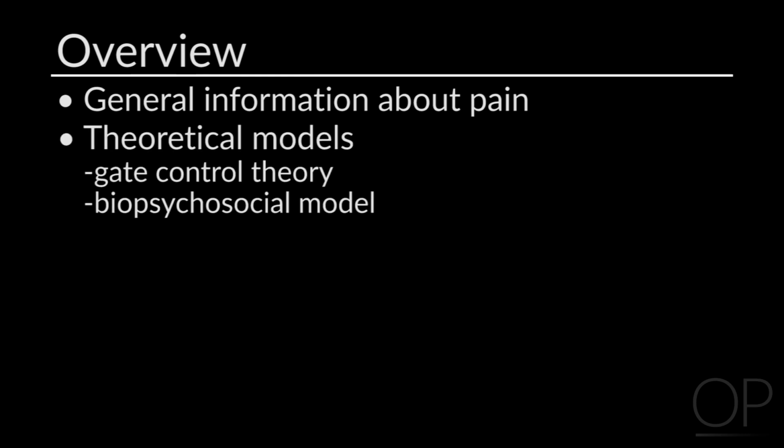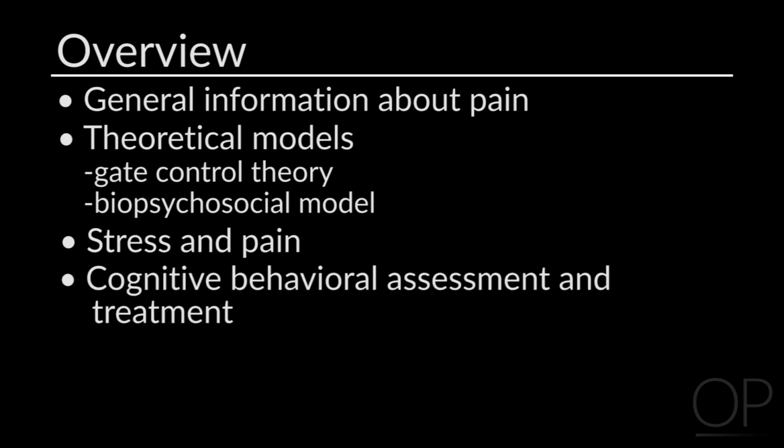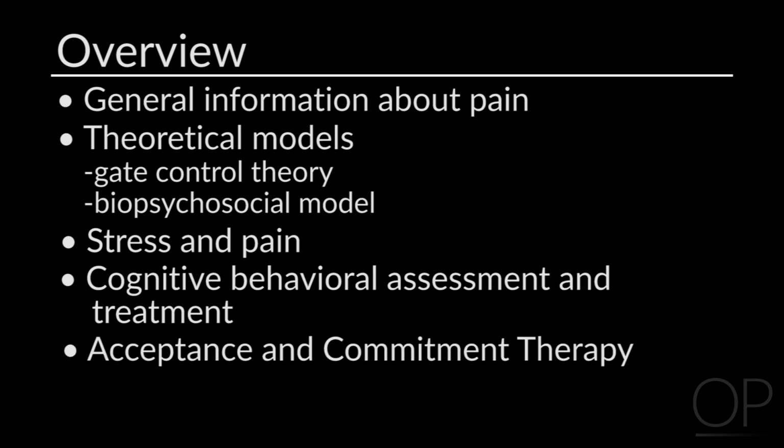So just to give a general overview, I'm going to start by giving some general information about pain and how it works. Then I'll present some theoretical models that are relevant to pediatric chronic pain. I'll next talk about the relationship between stress and pain, and then give some specific information about cognitive behavioral assessment and treatment of pediatric chronic pain. Lastly, I'll talk about acceptance and commitment therapy, or ACT, which is a new but promising psychological intervention for pediatric pain.